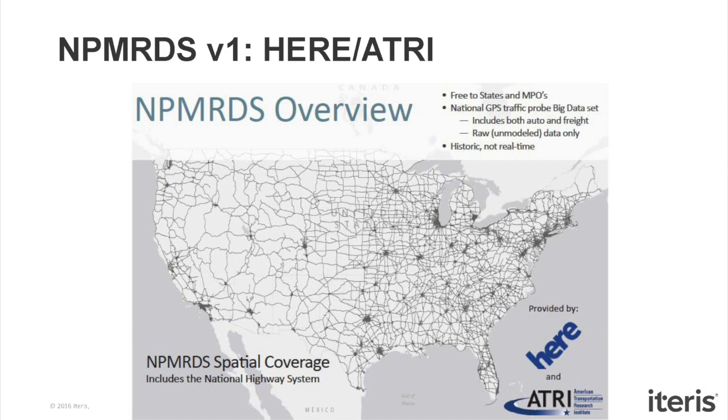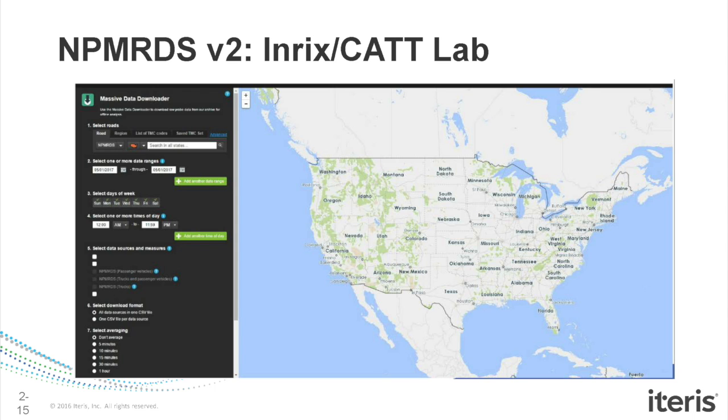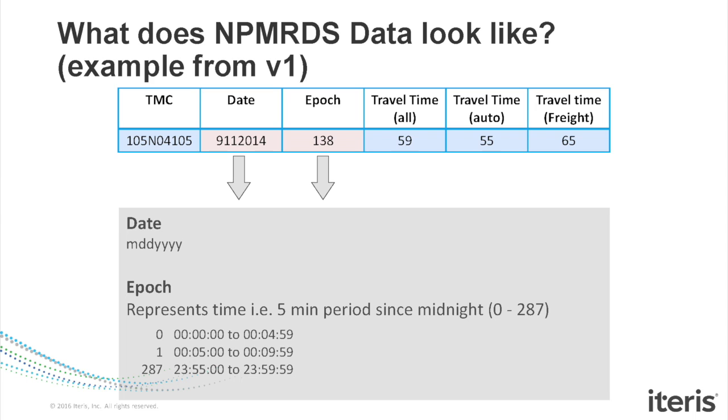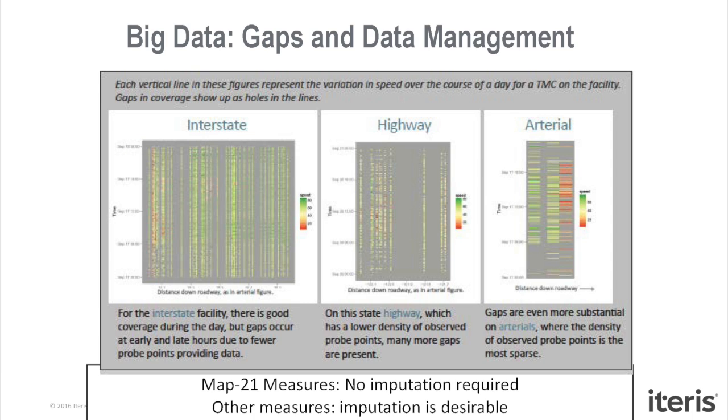There are a couple of different versions of the NPMRDS data set. One was originally provided to Federal Highway from 2012 to the beginning of 2017. Then there's a second data set that Michael's managing, provided by Inrix through the CATT lab, with some tools and data accessibility for that data set itself. I'm going to show an example of how that looked. This is an example from version 1, where there's a location reference, date, time period, information about the car traffic, the truck traffic, and the data values associated with that.